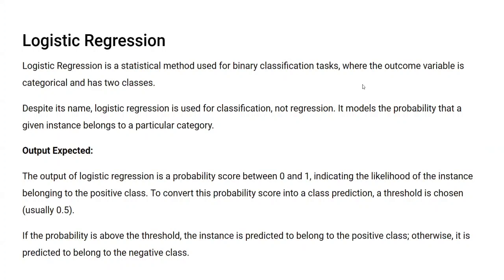To convert this probability score into a class prediction, a threshold is chosen. Usually, the threshold will be 0.5. If the probability is above the threshold, the instance is predicted to belong to the positive class, otherwise, it is predicted to belong to the negative class.